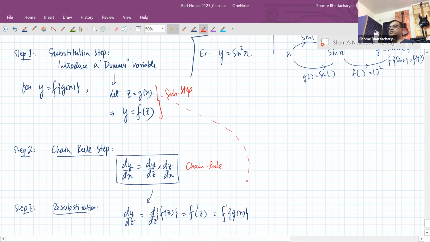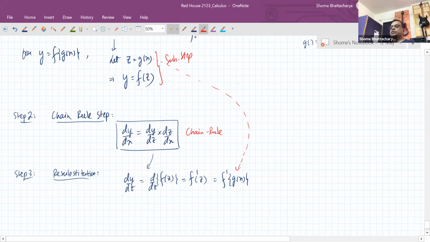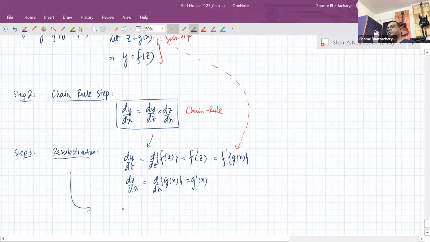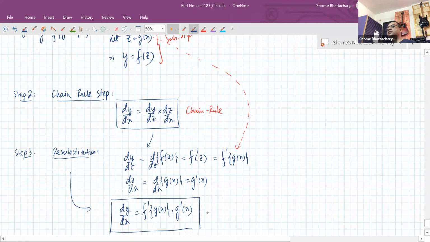So this is resubstitution. Z is resubstituted as g(x), and of course dz by dx is equal to the differentiation of the function g(x) with respect to x, so it becomes g prime x. So on resubstitution, dy by dx becomes f prime of z, where z is g(x), multiplied with the derivative of z with respect to x, which is this. So this becomes our final answer.